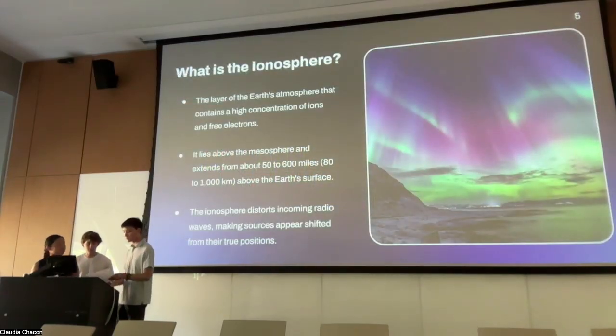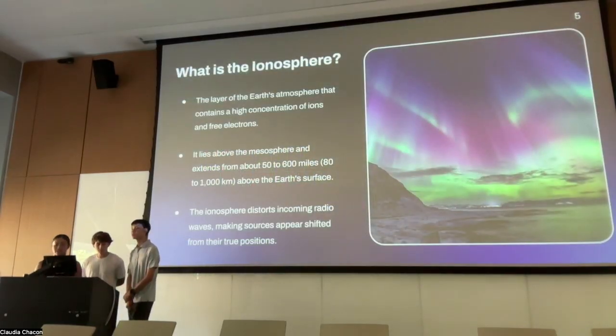Our research was specific to the ionosphere, which is a layer of the Earth's atmosphere that contains a high concentration of ions and free electrons and extends about 50 to 600 miles above the Earth's surface. What makes this interesting to study is that it has a tendency to distort incoming radio waves, making sources in the sky appear shifted from their true positions when conducting low-frequency radio astronomy.